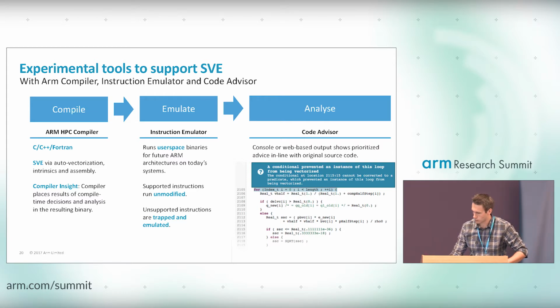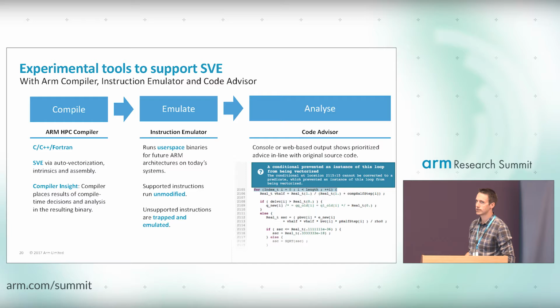Code Advisor is a web-based UI for presenting the outputs of what the compiler could or couldn't do, prioritized based on where ARM Instruction Emulator saw you spending your execution time, so that you can see for your individual loops annotated in your code, this loop was vectorized with SVE instructions, I couldn't vectorize this with SVE because, and actually provide you with some insight into why your code was not suitable for vectorization.